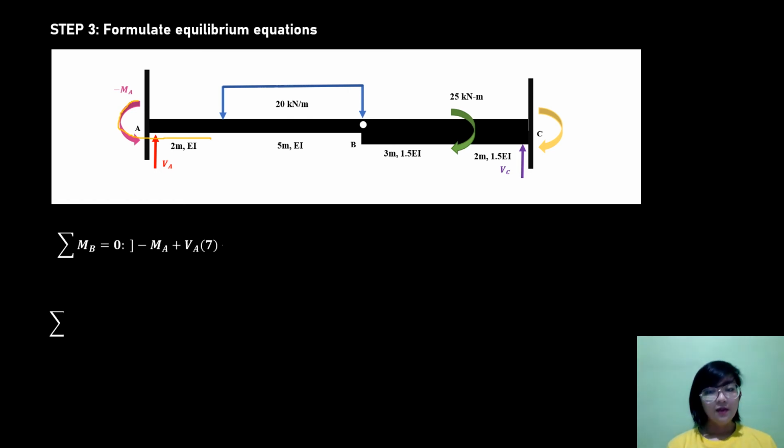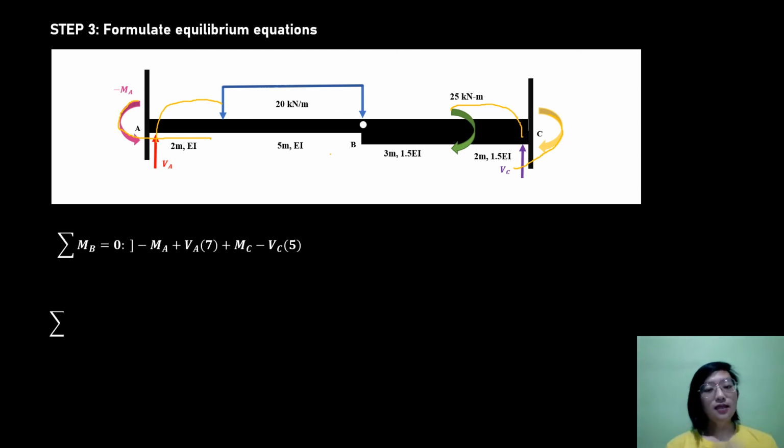Next is yung VA naman. Clockwise siya. Clockwise, so positive 7 times yung distance, which is 7. Next is yung MC naman. Clockwise. Papunta dun sa point B. So, positive MC. Next is VC naman. Counterclockwise, so negative siya. So, negative VC times yung distance, which is 5.